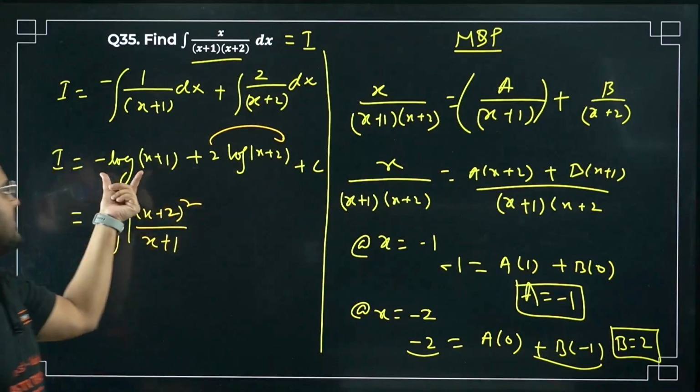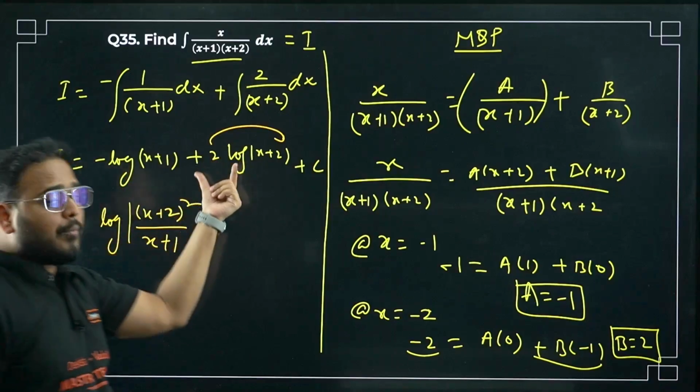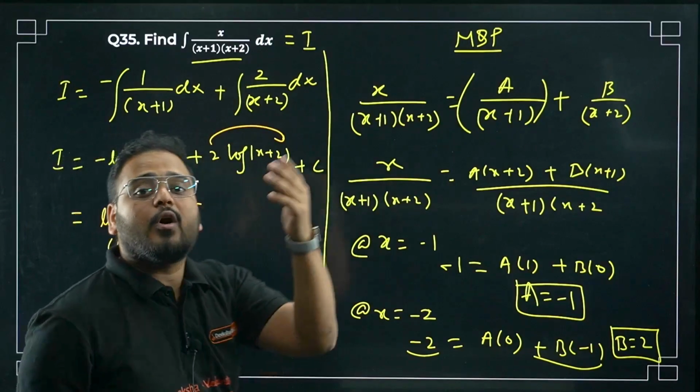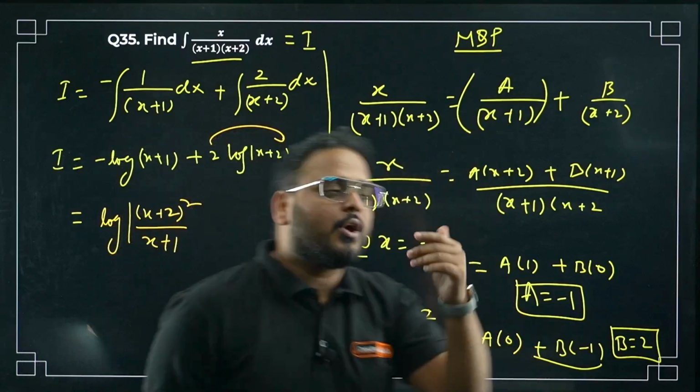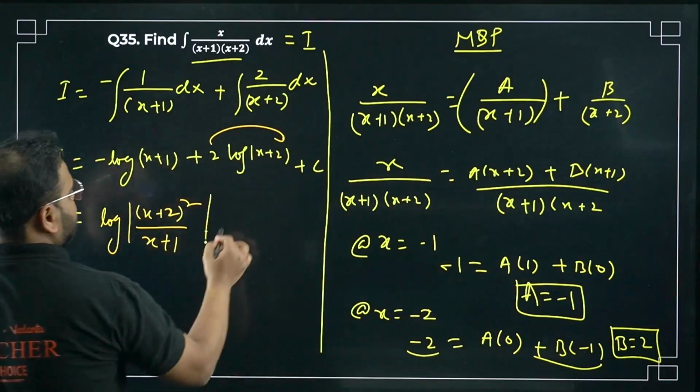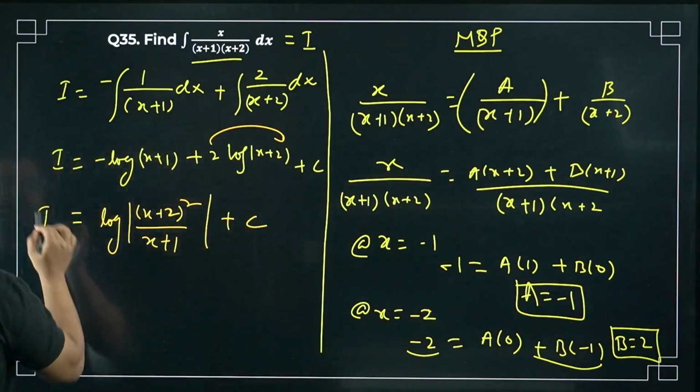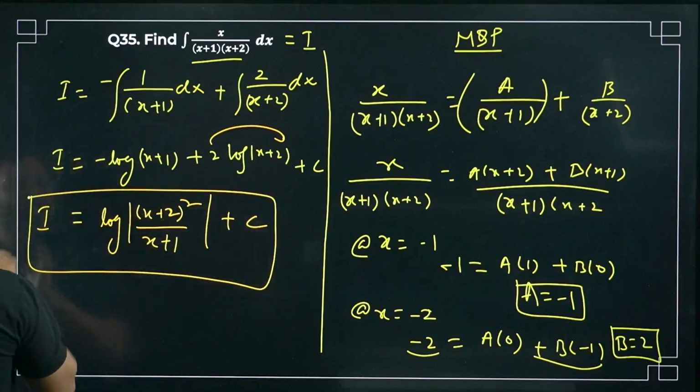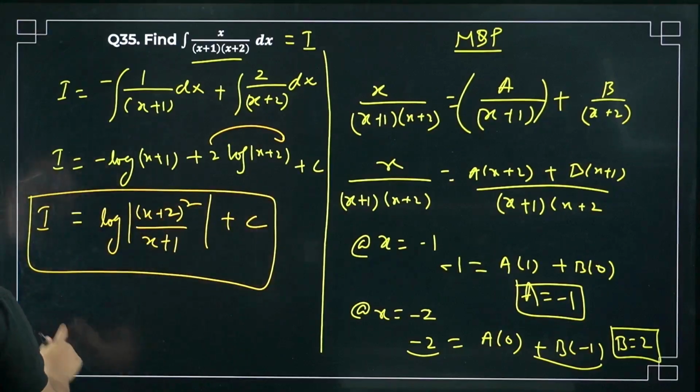Plus log a minus log b becomes log a upon b. This is it. Plus, this is the answer for I. Please check. Is this clear? Okay. So 35th is done.